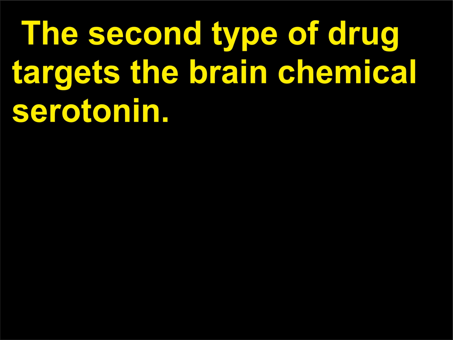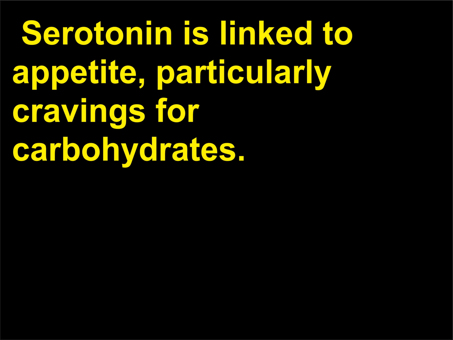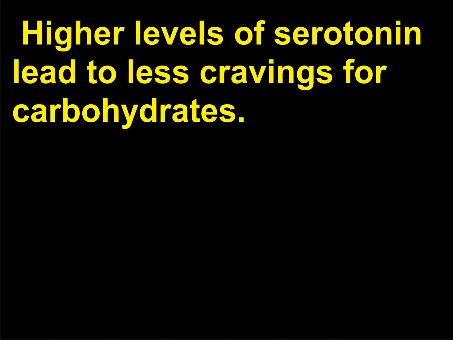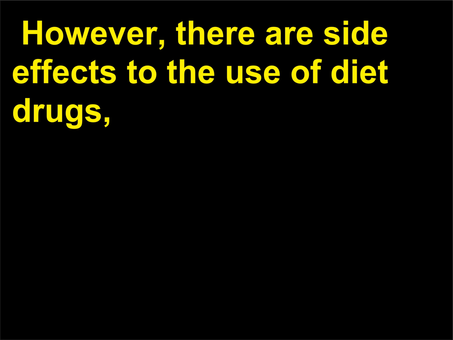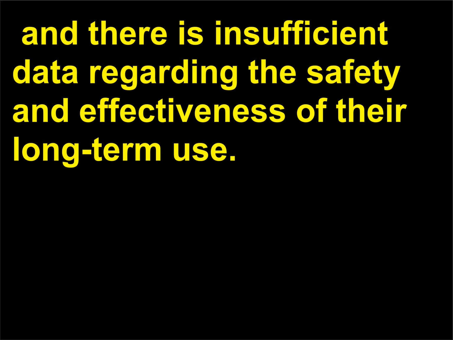The second type of drug targets the brain chemical serotonin. Serotonin is linked to appetite, particularly cravings for carbohydrates. Higher levels of serotonin lead to less cravings for carbohydrates. For example, the diet drug dexfenfluramine inhibits the removal of serotonin in the brain. However, there are side effects to the use of diet drugs, and there is insufficient data regarding the safety and effectiveness of their long-term use.